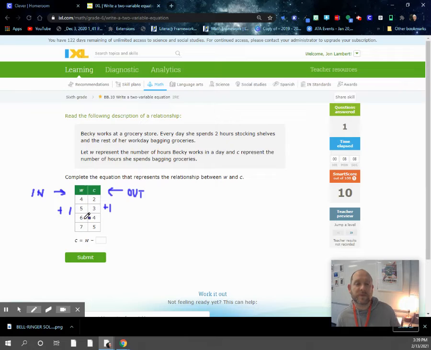So between our W, our input, to get to our output, that's 2 less. 5 to 3 is 2 less. 6 minus 2 is 4. 7 minus 2 is 5. So for each of these, our rule looks like we're going to take our W term and take 2 away, and that's going to give us our C term. So basically I just need to take this and plug it in over here. Because our C is over on this side, we're just going to do W minus 2.